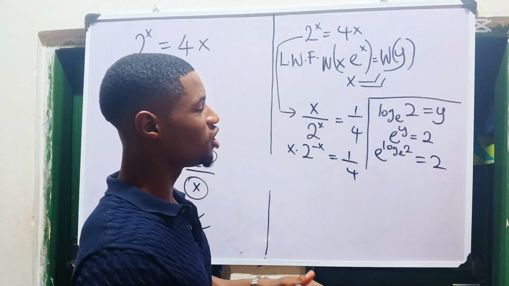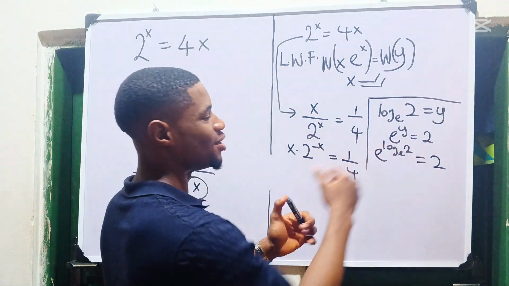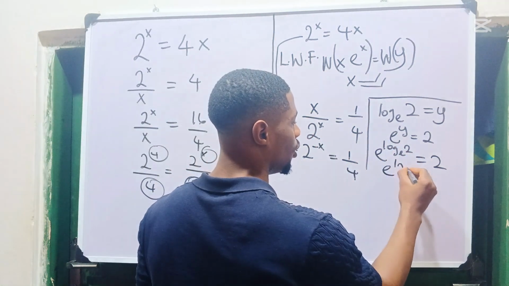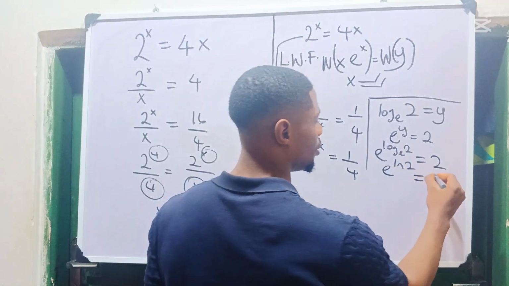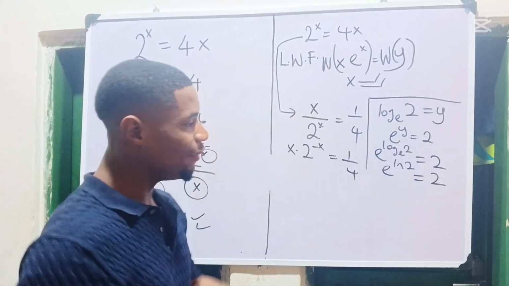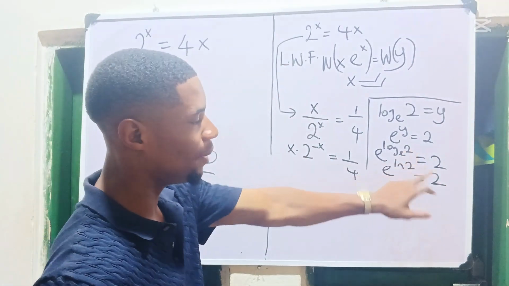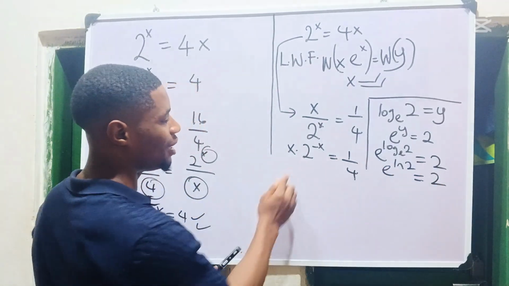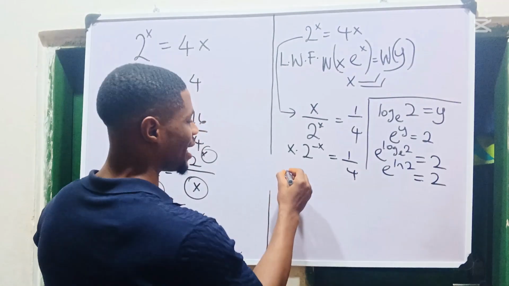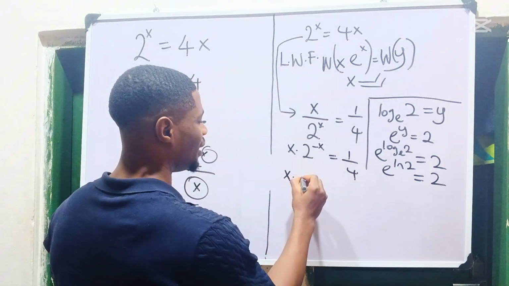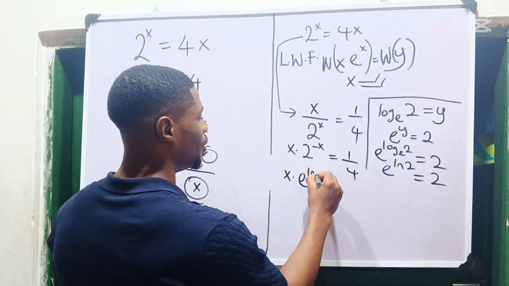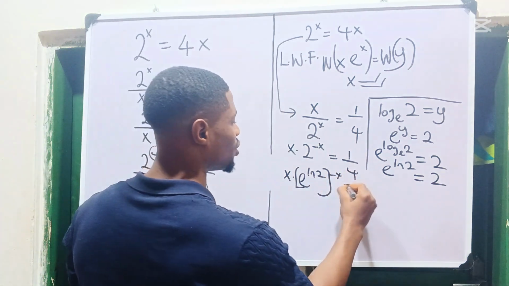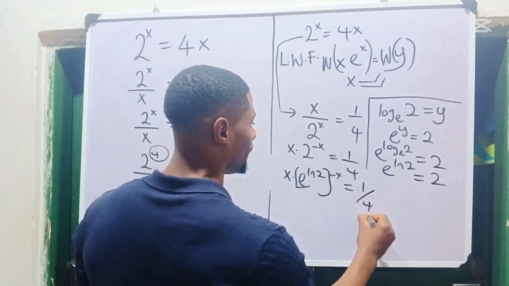Now, how else can we write log in base e? You can actually write it to be ln of this number here. So it means that e raised to the power ln of a number is equal to that number. Taking this assumption and bringing it over here, you can replace 2 with this. So you can say that x multiplied by e raised to the power ln of 2, raised to the power negative x, is equal to 1 over 4.